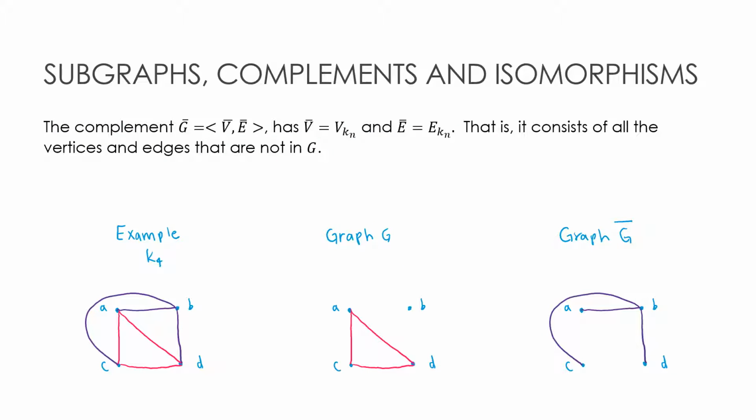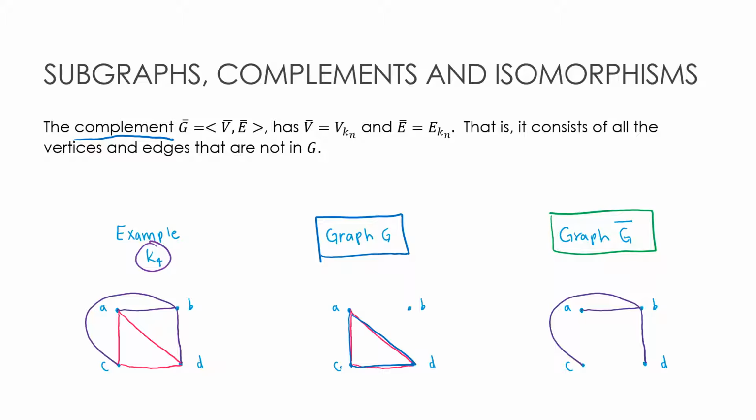Building off of those complete graphs, so for instance, here's an example of K4. This is the planar version of K4. If I want to look at the complement of a graph G, so here's my graph G, and you'll notice I have A, B, C, and D in my original graph, and I'm only using a few of the edges of the complete graph. The complement is essentially using any edge that's not in the original graph.